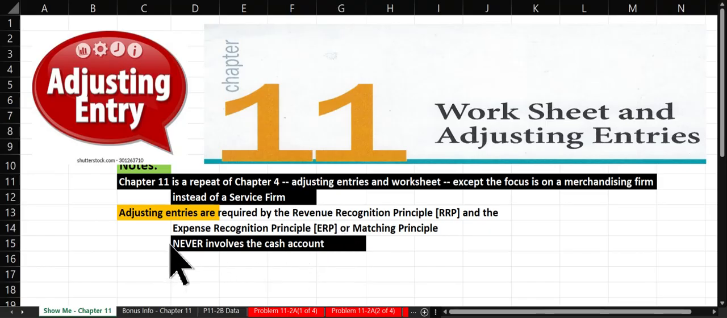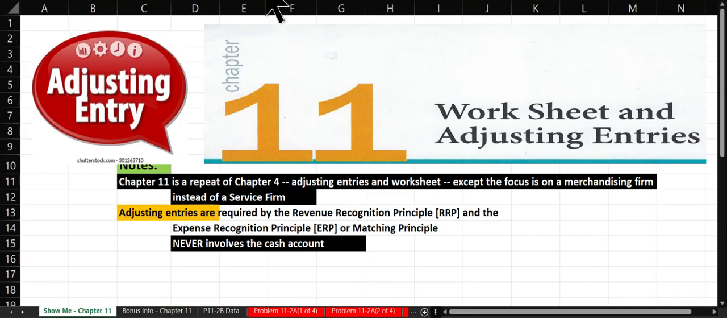So remember, we never use the cash account to record an adjusting entry because we are not making any payments or receiving any cash. If the cash account has to be used, then we are not recording an adjusting entry. It may be that we're having to correct an error, and that's perfectly allowed, but it's not an adjusting entry by definition.